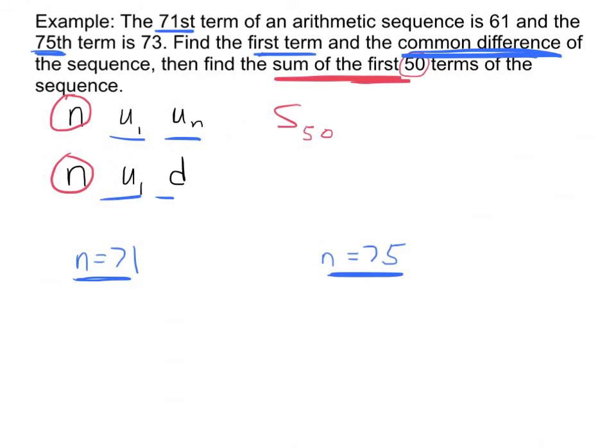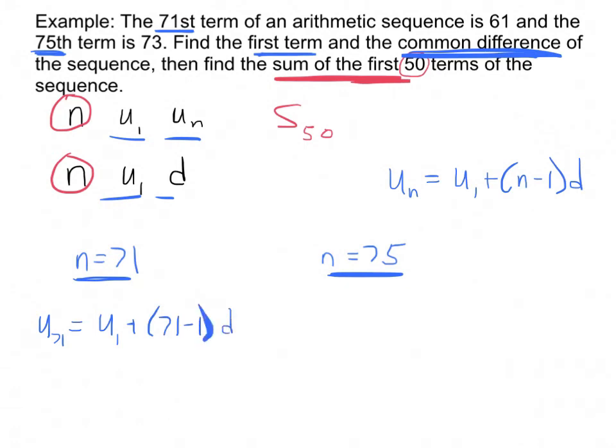Remember we have that formula that un equals u1 plus n minus 1 times the common difference? And I really, really would strongly recommend you pause the video and think about how you can use that in conjunction with these 2 things to solve for things. So hopefully you did that. I have u71, the 71st term, is equal to the first term, which I don't know, plus 71 minus 1 times the common difference, which I don't know.